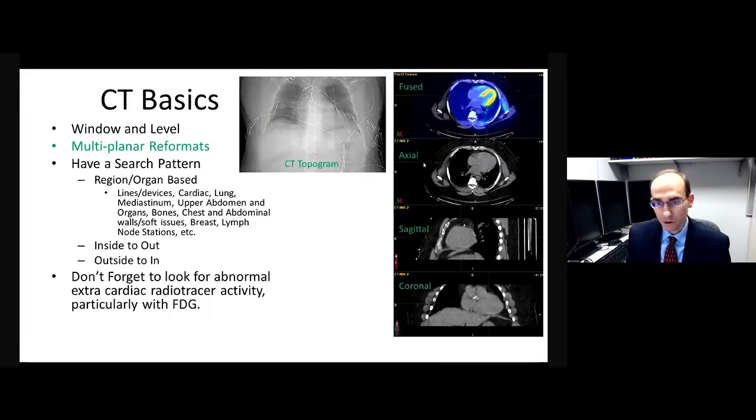As you can see here, you can look in the axial, the sagittal, or the coronal planes. You can look at the fused images and toggle it on and off. And most of the time, they'll also give you the CT topogram, which can make it a little bit easier to find lines and tubes.